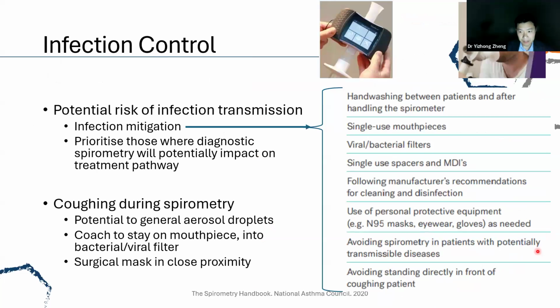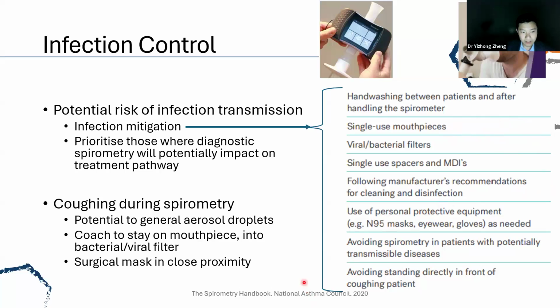In terms of mitigating infection, it's important to remember pathogens can be transmitted through mouthpieces, any valves, any tubing, or through either direct contact with bodily fluids or droplet infection. This was reminded and highlighted during COVID-19. So on the right, methods to mitigate infection risk: obviously hand washing, cleaning the device as per the manufacturer's instructions, single-use mouthpieces, spacers, and the use of filters and appropriate PPE.